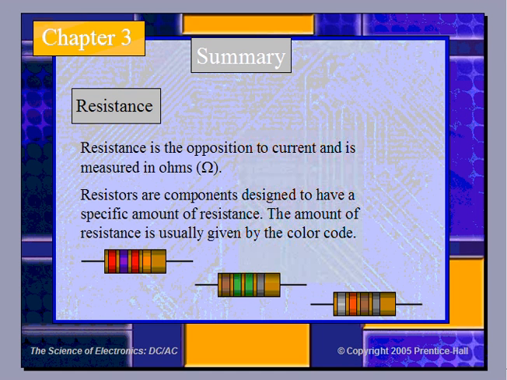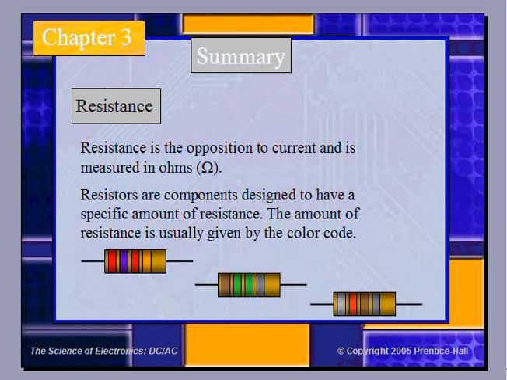Resistance is the opposition to current and is measured in ohms. Resistors are components designed to have a specific amount of resistance. The amount of resistance is usually given by the color code.